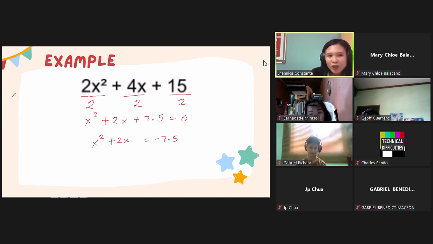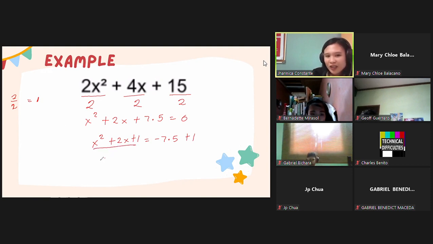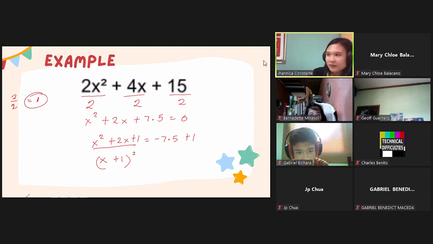Get the half of 2. Half of 2 is 1. Squared of 1 is still 1. So add both sides by 1. So the factor of this equation is x plus 1 squared, based on the half of 2, equals negative 7.5 plus 1, which is negative 6.5.